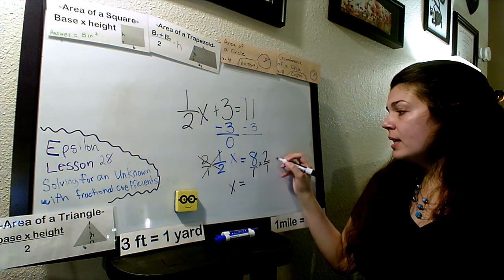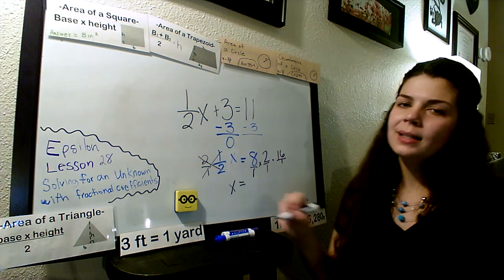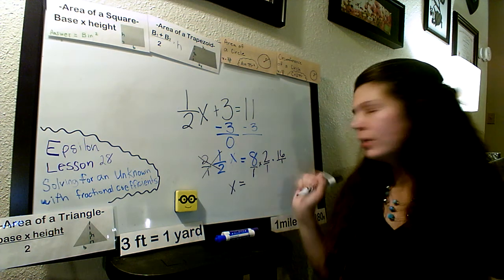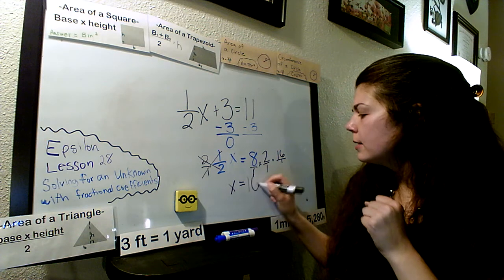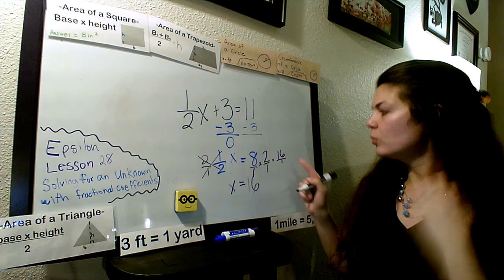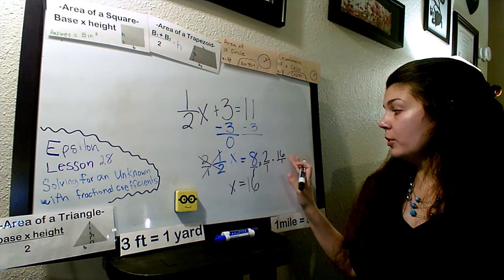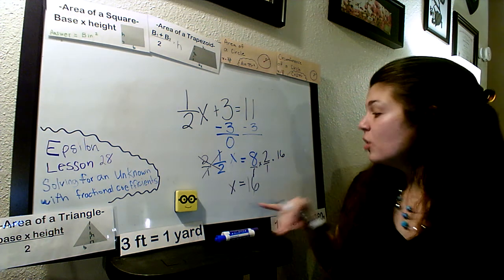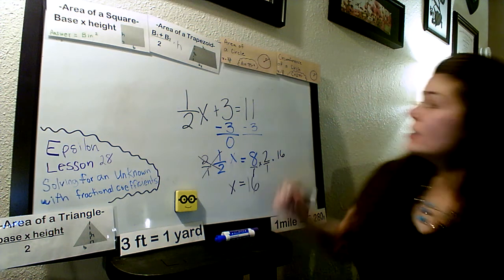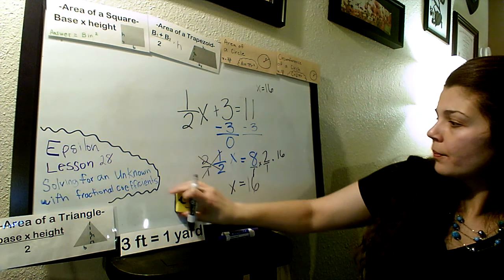8 times 2 is 16 over 1. What is 16 over 1? The number is there, but we can just as easily take it away. 16. X equals 16, because anything over 1 is just the whole number, so we can take it away or leave it, whatever we need to do. So x equals 16. Let's put that up here just so we can have a little bit of room.